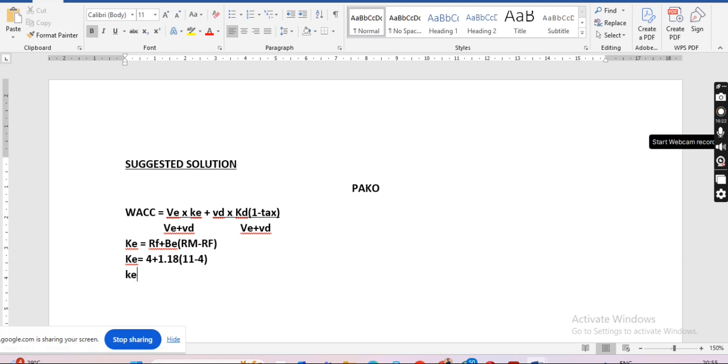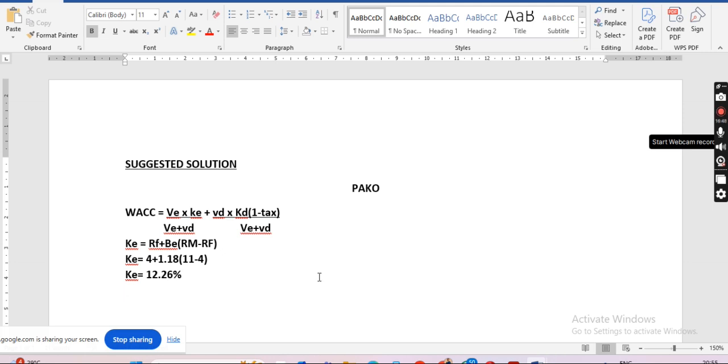So what is cost of equity? What is cost of equity? 12.26%. Yes, 12.26%.